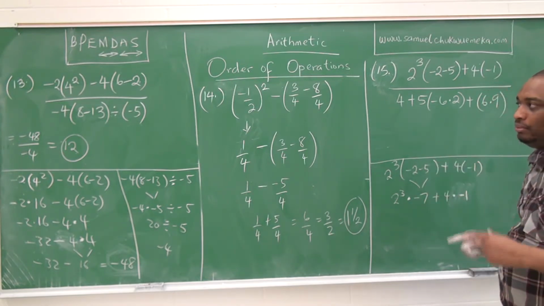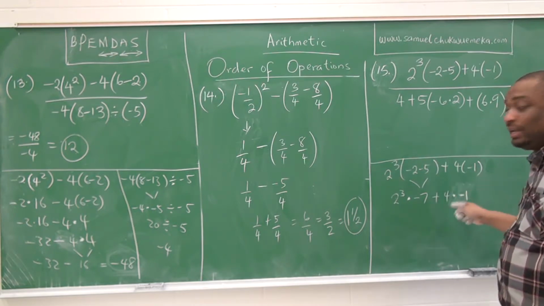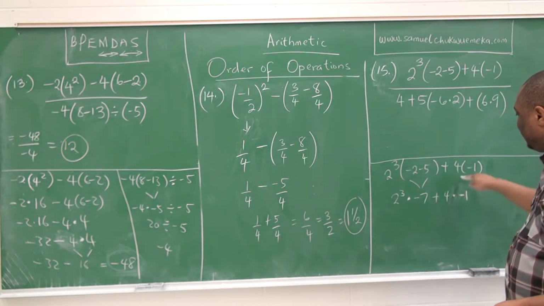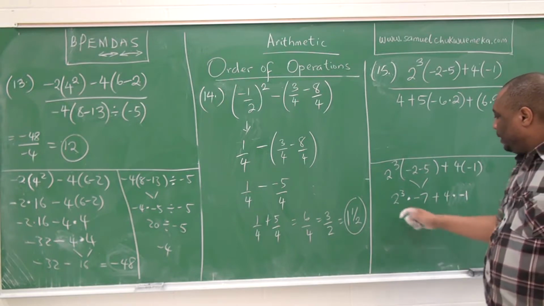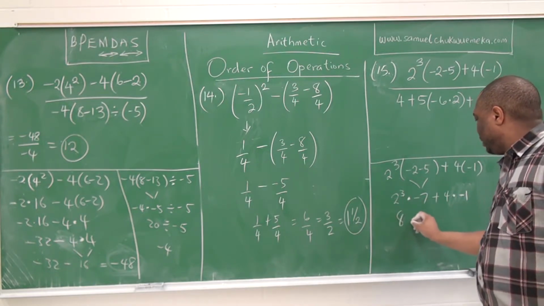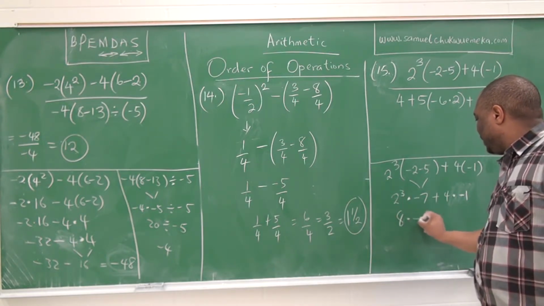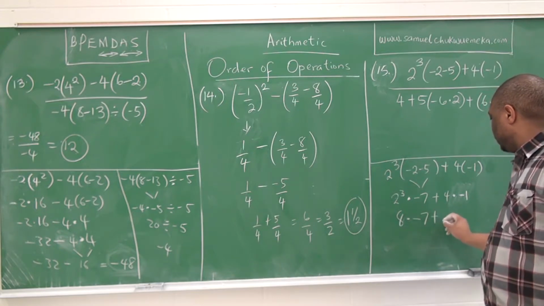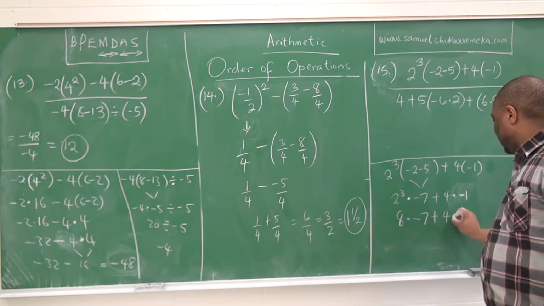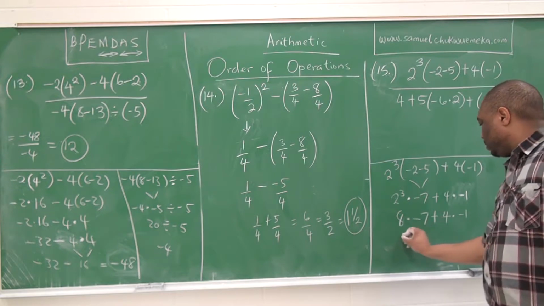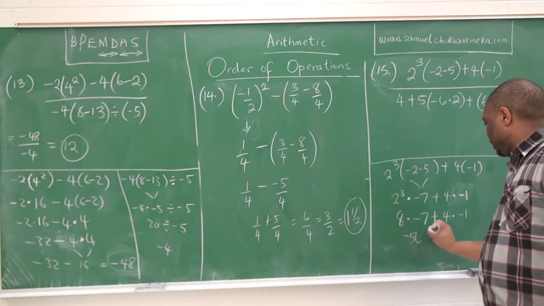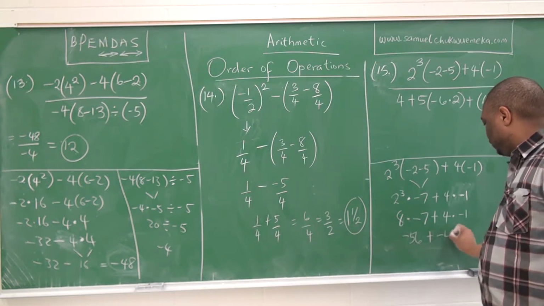We usually put parentheses around negatives, but it's still the same meaning as negative 1. And this means just 4 times it. Okay, 2 cubed is what? 8. 8 times negative 7 plus 4 times negative 1. And this is what? Negative 56 plus negative 4.